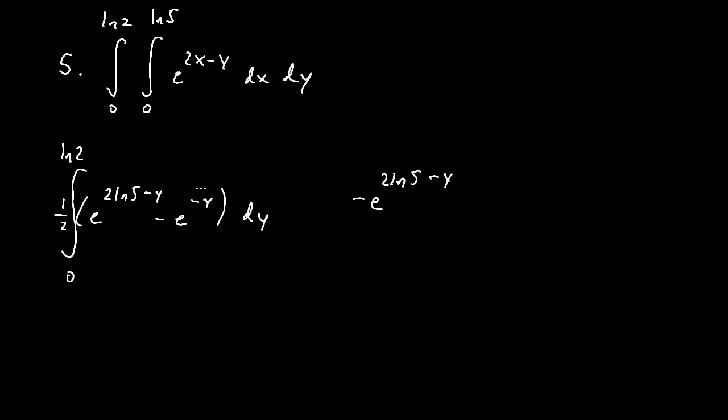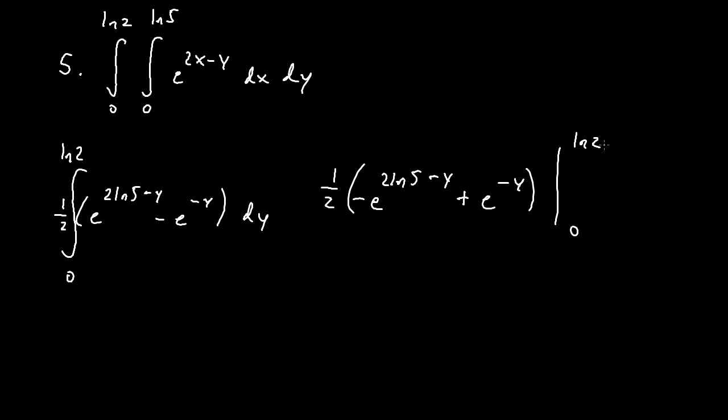So now let's go ahead and find the integral of negative e to the negative y. Now obviously the integral of negative e to the negative y is just going to be positive e to the negative y. We have plus e to the negative y. Don't forget we do have a 1/2 out front as a constant. And then we're going to evaluate the integral from 0 to the natural log of 2.